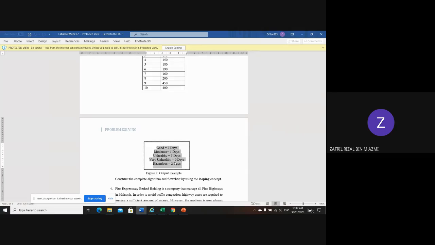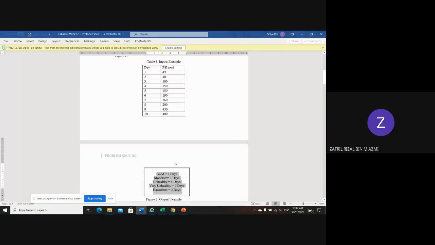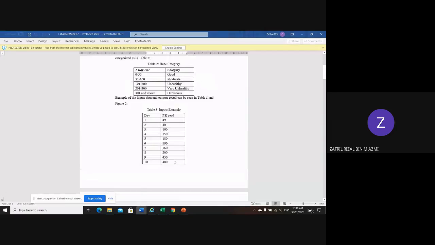Accumulate. What do you want to accumulate? The number of days? I think the correct one is for counting, you know. You want to count how many good days. You want to count how many moderate days, right? Is it correct? You want to count how many unhealthy days, based on the PSI.